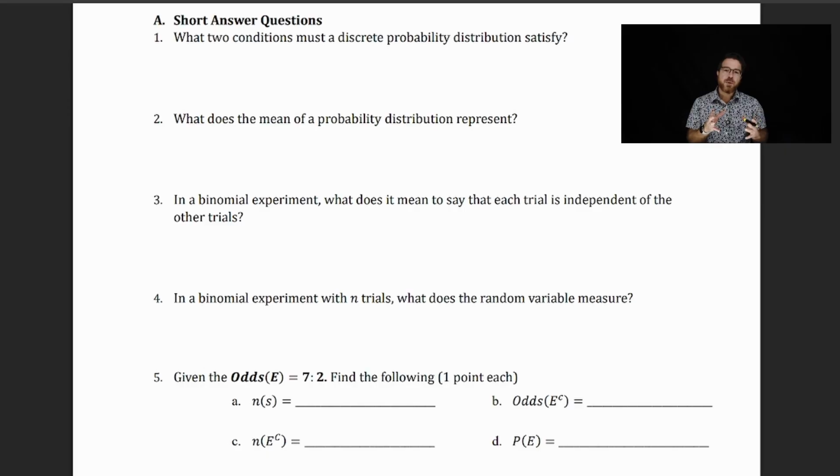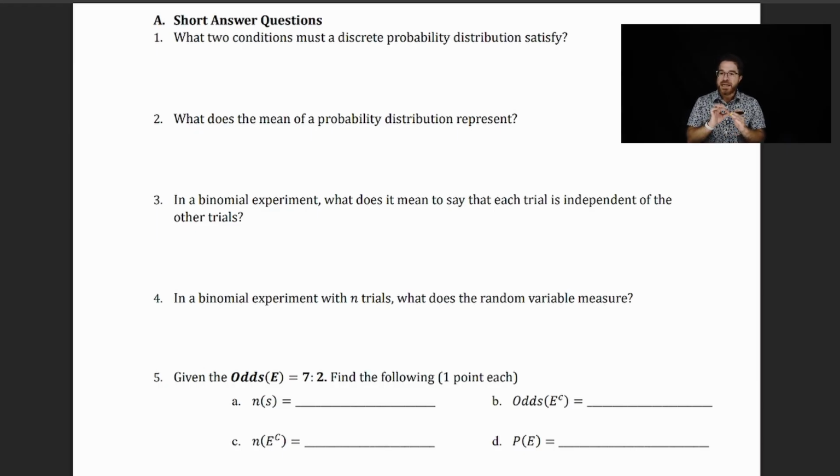Now for our exam, we're going to start with a lot of concept questions. These will be more fill in the blank, true or false, things like that. But on our practice exam, we're going to do a little bit more open-ended concept questions. So the first one says, what two conditions must a discrete probability distribution satisfy?